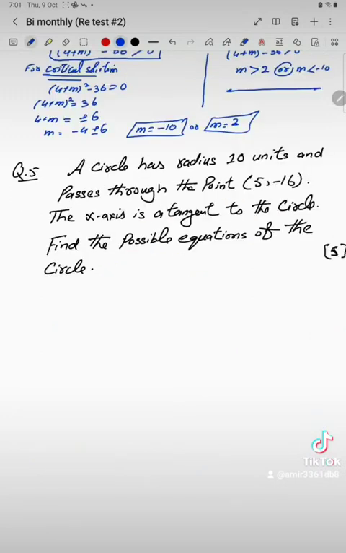Here is the final question of the test, 5 marks. A circle has radius 10 units and passes through this point. The x-axis is a tangent to the circle. Find the possible equations of the circle. Okay.